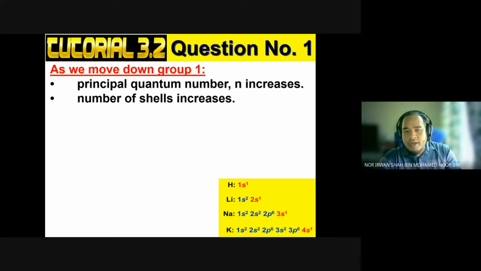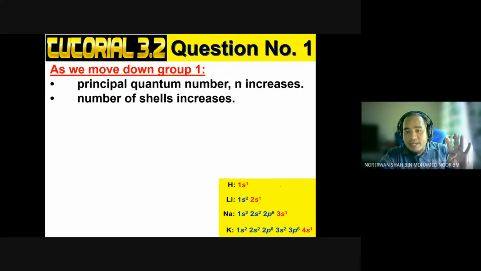Betul kan? Kita tengok hydrogen ada berapa shell? Dia ada satu saja energy shell. Lithium has 2 energy shells, dia ada N1, N2. Sodium has 3 shells, N1, N2, N3. While potassium has 4 shells. Nampak tak? Dia ada 4 energy shell, N1, 2, 3 and 4.